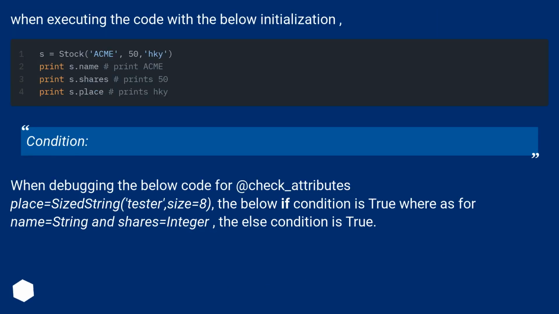When executing the code with the below initialization condition, while debugging the below code for check_attributes, for place equals size string tester, size equals 8, the below if condition is true, whereas for name equals String and shares equals Integer, the else condition is true.